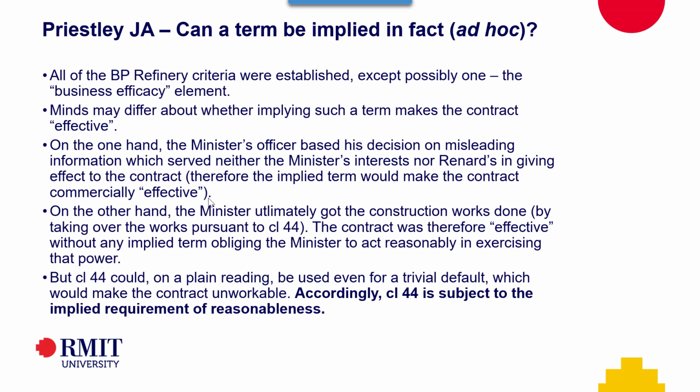So then Priestley says, Clause 44 could, on a plain reading, be used even for a trivial default, which would make the contract unworkable. So ultimately he found that the clause must be subject to the implied requirement of reasonableness.